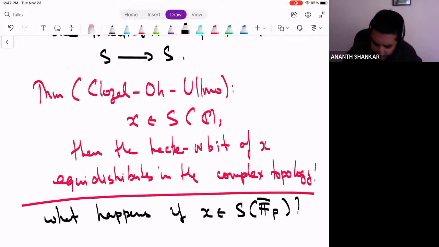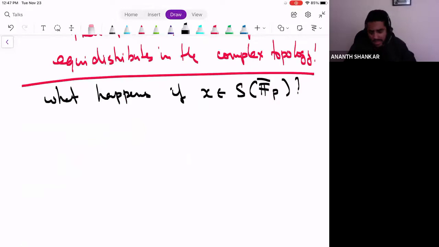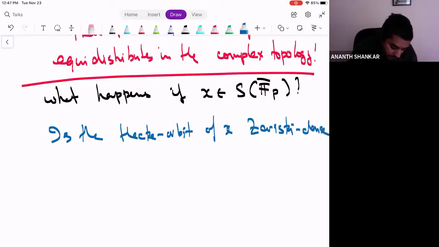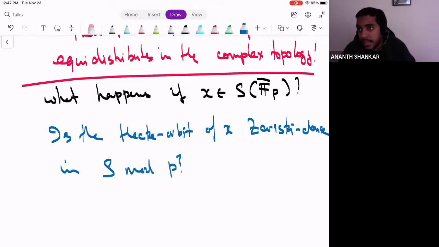There have been various candidate notions of equidistribution mod p, some of which are of varying levels of satisfactory as far as these definitions are concerned. But just the most basic question that can be asked is: is the Hecke orbit of a mod p point Zariski dense in the Shimura variety mod p? Because even if one is able to formulate an equidistribution statement mod p, for Hecke orbits to equidistribute, you first and foremost need your Hecke orbit to be Zariski dense in the first place.